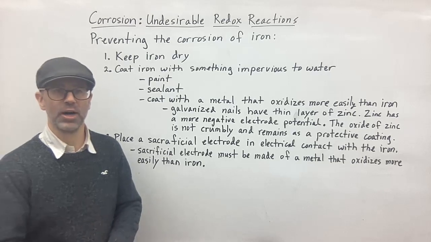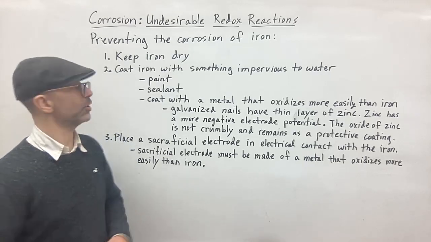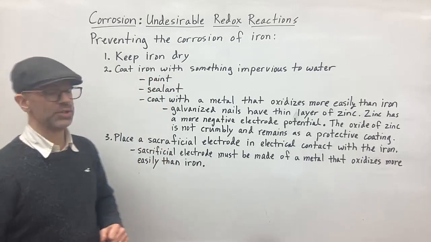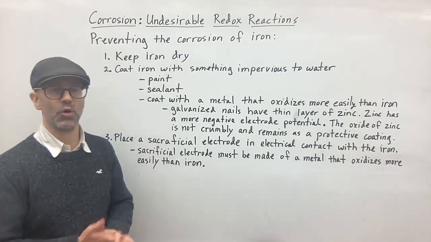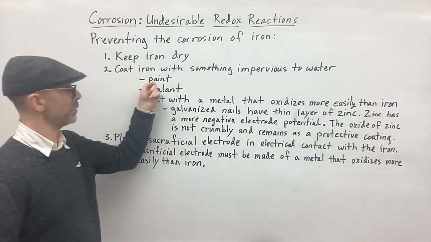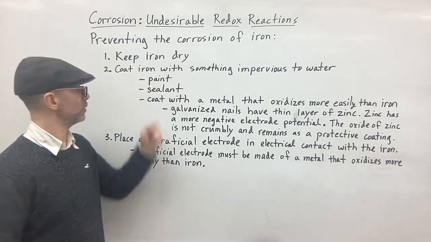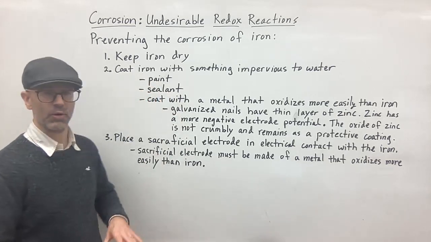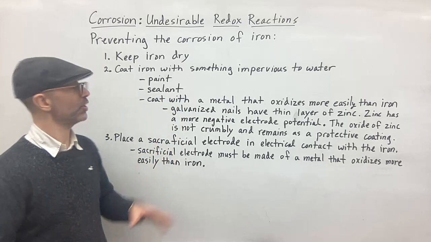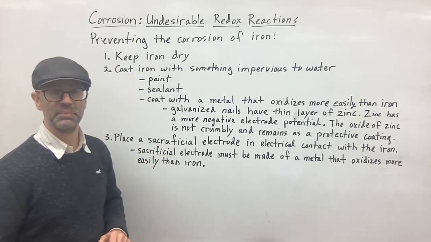If you can't keep it dry, then another way you could do it is just coat the iron with something that's impervious to water. So here are a few examples. You can paint the surface. You can put sealant on the surface. That way water can't get in, and so therefore you're kind of keeping it dry.